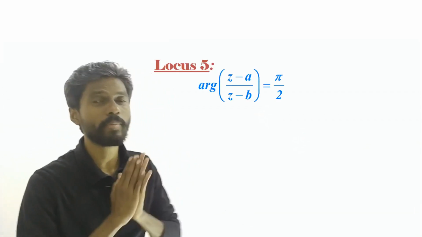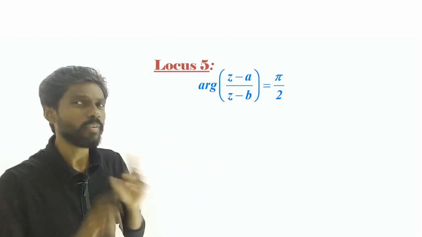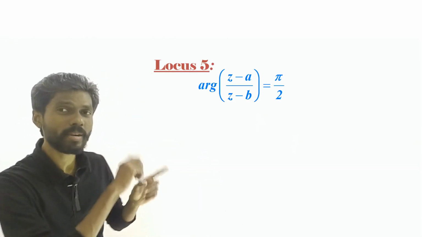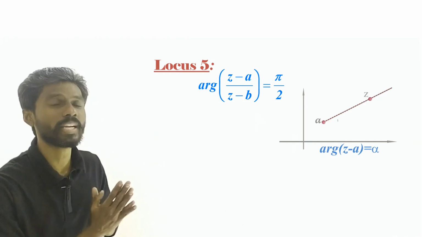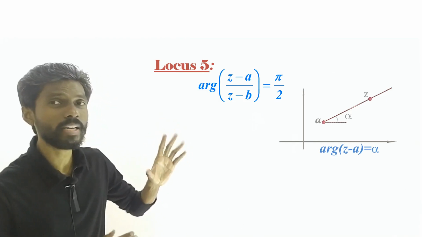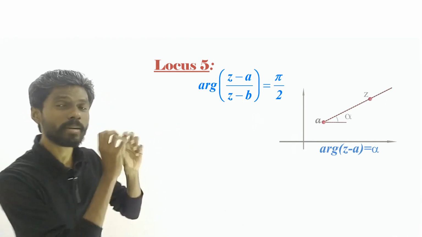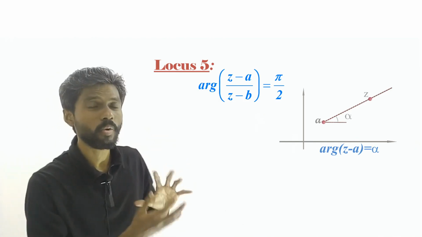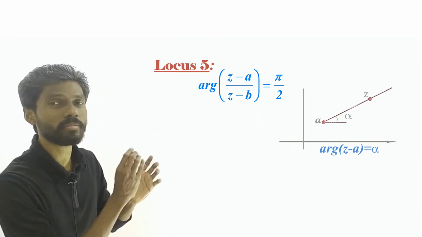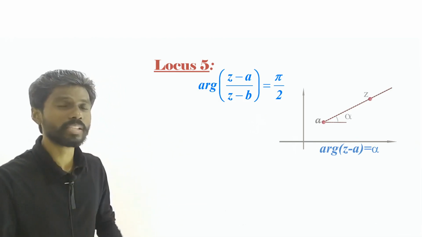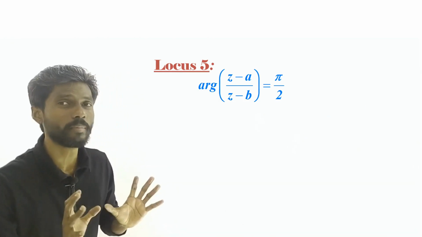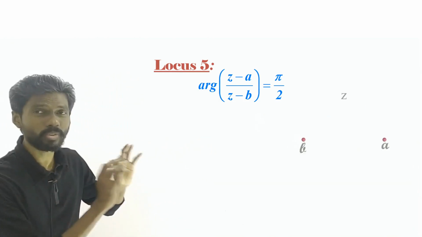The next locus is of the form argument of Z minus A by Z minus B equal to pi by 2. We have already done one locus, argument of Z minus A equal to some constant angle alpha. Then it is a ray, right? But here it is not just Z minus A, it is divided by Z minus B. Okay, this argument is a constant, pi by 2 particularly. So what is this locus? See, A and B are fixed complex numbers. Suppose A is here and B is here, fixed complex numbers.